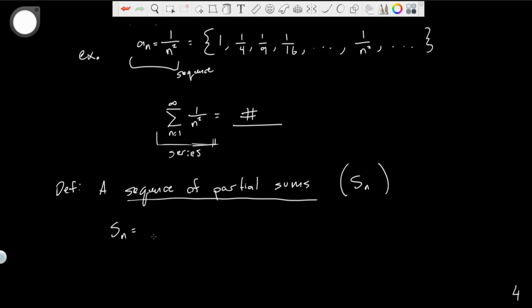S sub n is equal to the sum of n equals 1 to 1 of your sequence, comma, n equals 1 to 2 of your sequence. All right, so you are summing up to 1. The next term, you're summing up to the second term. The next term, n equals 1 to 3, all the way up to infinity.